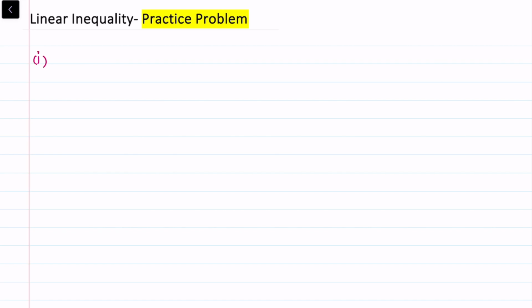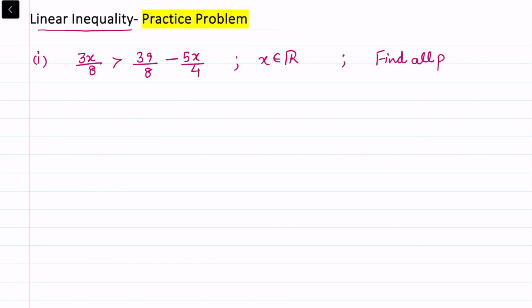In this video, we want to solve some more problems on linear inequality. So let us consider the first problem. 3x/8 greater than 39/8 minus 5x/4, and x belongs to real. So find all possible solutions for x. Find all possible values of x.